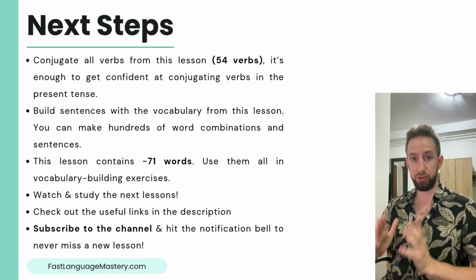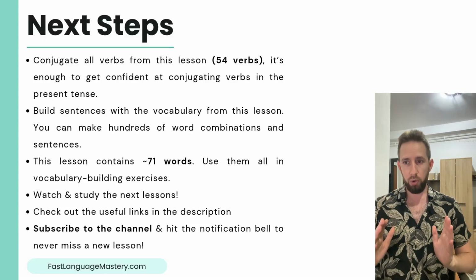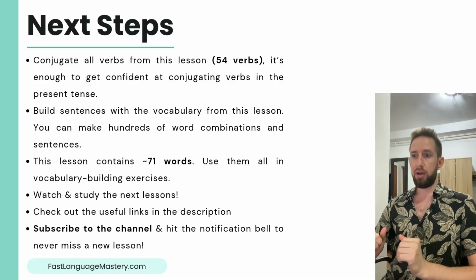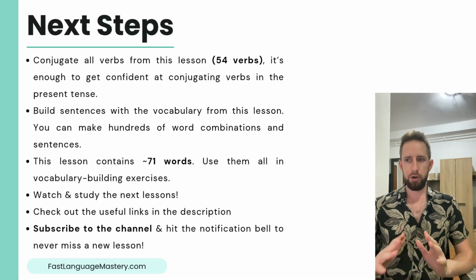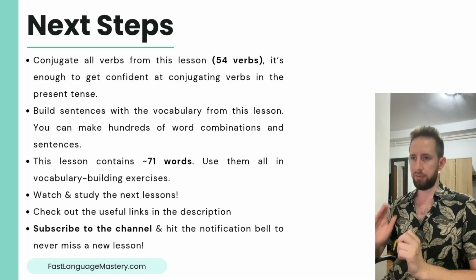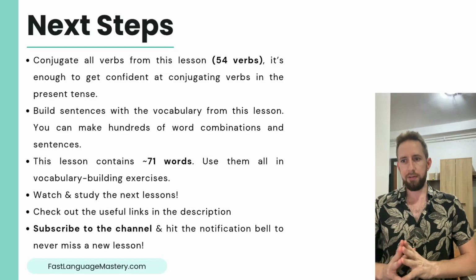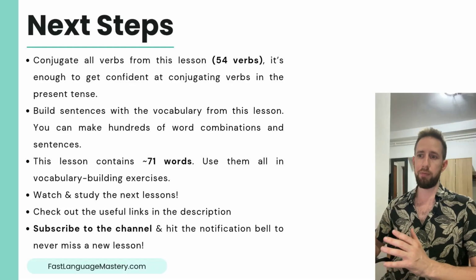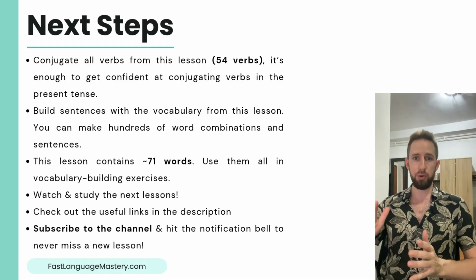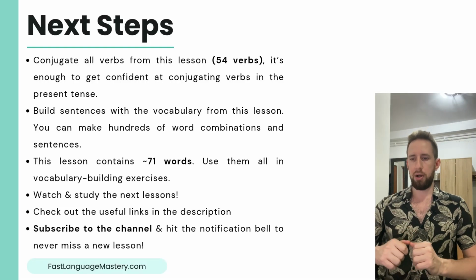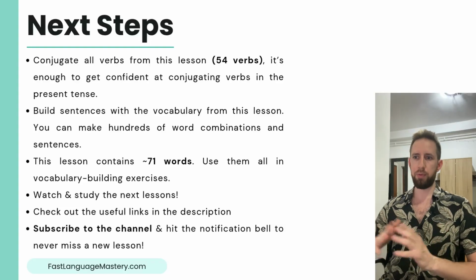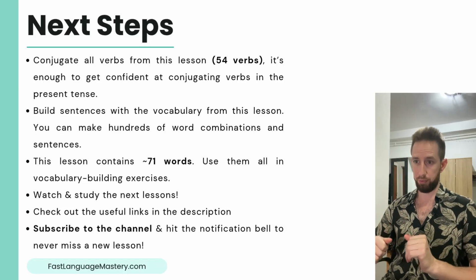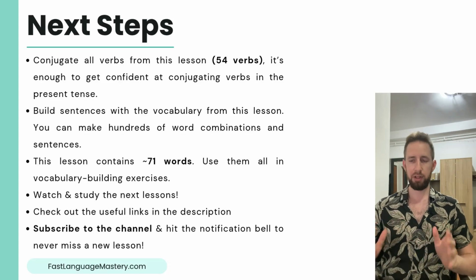Next steps. What to do next? Conjugate all verbs from this lesson and repeat that, practice it, okay? There are approximately 54 verbs, at least I counted 54. It's enough to get confident at conjugating verbs in the present tense if you conjugate all of them according to the previous slides. You will be confident about it.